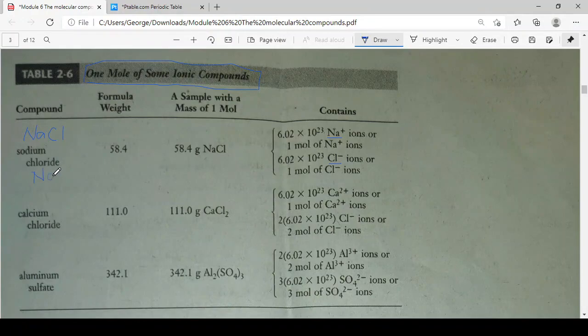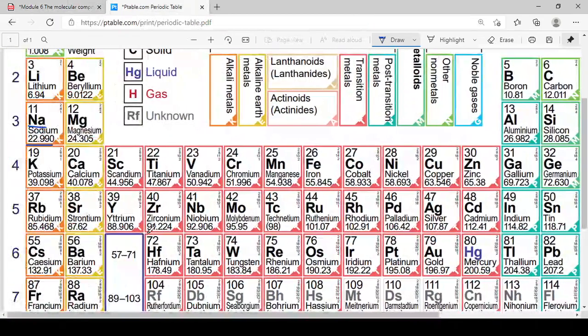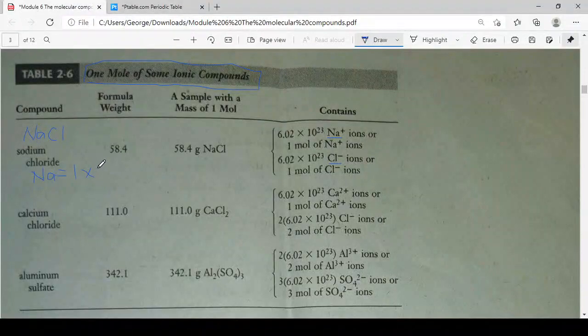Na has only one atom, so it has no subscript. Therefore, 1 times the AMU of your sodium, which is 22.990 or simply 23. It is always equal to 23, because 1 times 23. Next, you have your chloride. Since it is now chloride, not chlorine, the name changes.